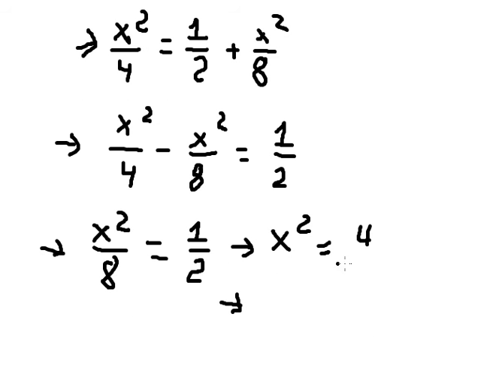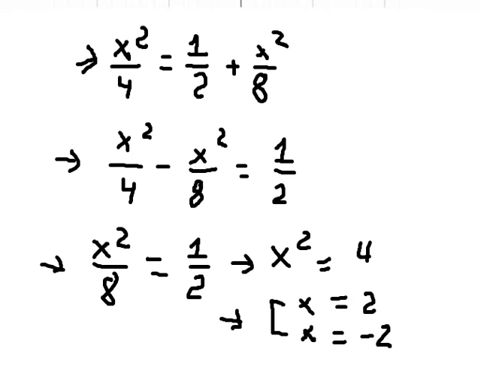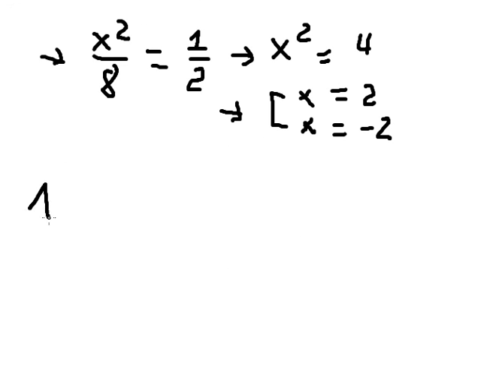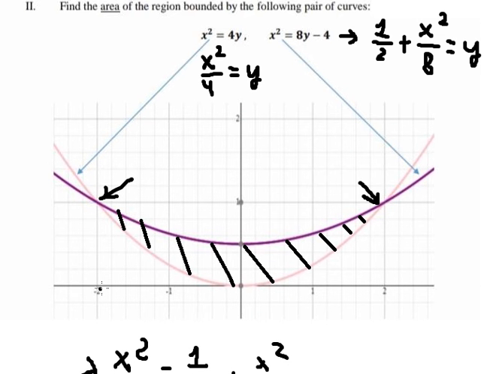So we take the square root of both sides, and you get s equals number 2 and s equals negative number 2. And now we have the area. So that should be the integration from negative number 2 to positive number 2. So this one is negative number 2. This one is positive number 2.